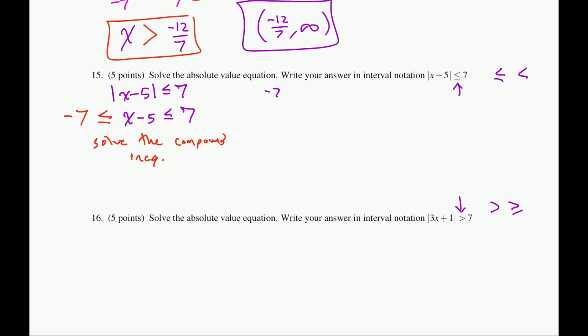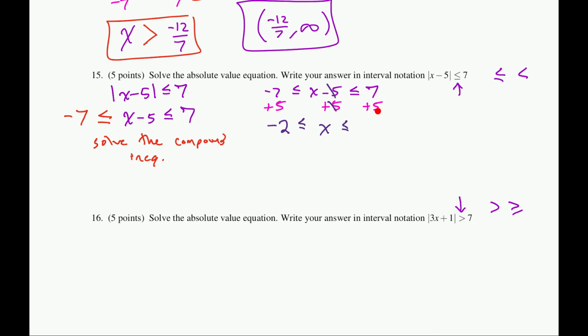We've got negative 7 less than or equal to x minus 5, less than or equal to 7. We're trying to get x by itself, so we should do plus 5. On a compound inequality, there are 3 sides. So whatever you do in the middle, you have to do to all of the other sides as well. Let's see what we get. On the left, negative 7 plus 5 is negative 2, less than or equal to x. X minus 5 plus 5, those cancel, leaving just x.